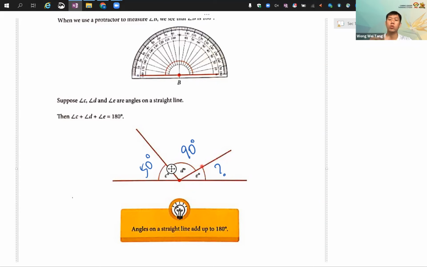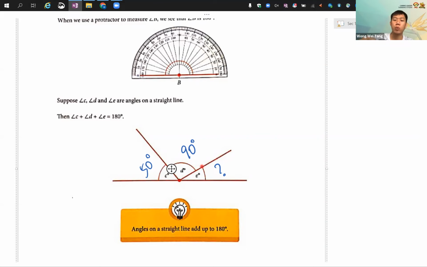Okay, correct. I got a faster method. What's your faster method? Just take 90 minus 50, because if you take 180 minus 90, it's already 90 degrees, right? Okay. You just did that step mentally. So the number of steps required is the same, just that you did one mental sum.